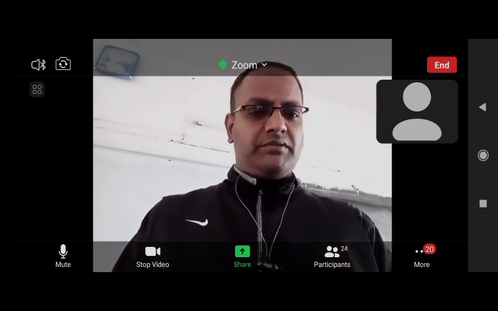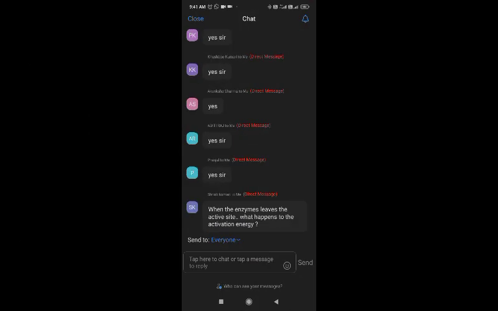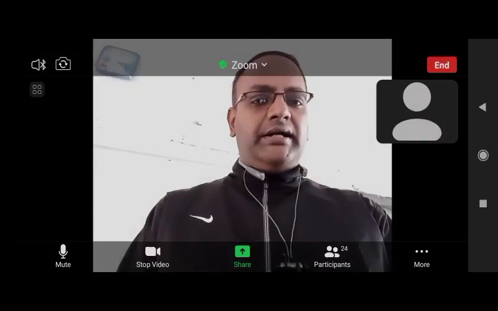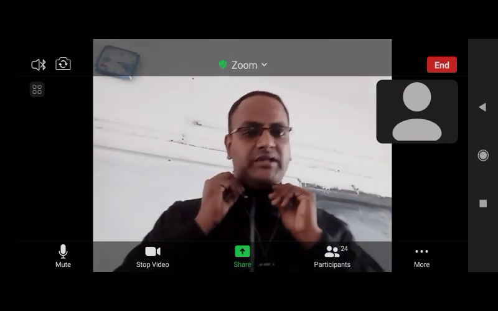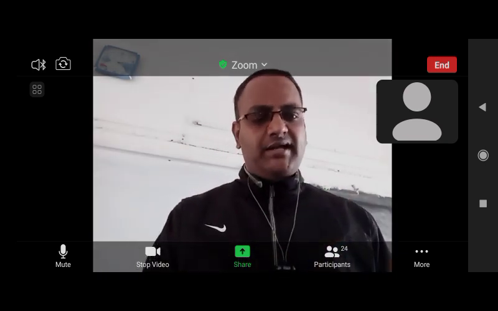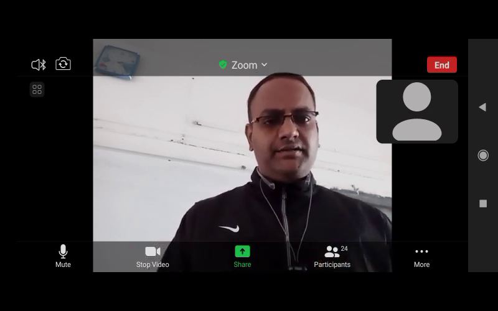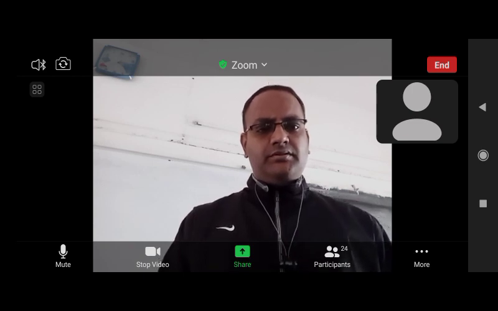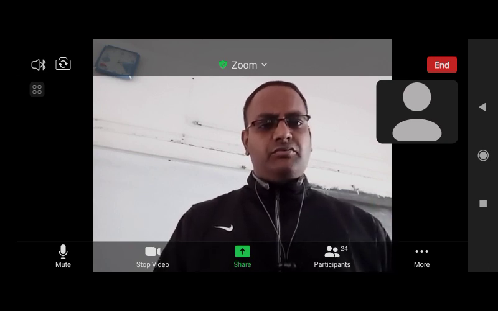Okay, Srishti has asked a question, let me see. Srishti's question is, when the enzyme leaves the active site, what happens to the activation energy? No, Srishti, see. When the enzyme leaves the active site, you want to say that when the enzyme product is formed, after that, at the end. Srishti, do you want to say what happened to it after the end? You just put your remark by yes or no.